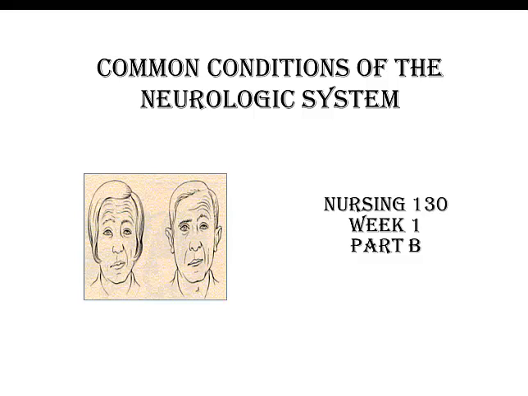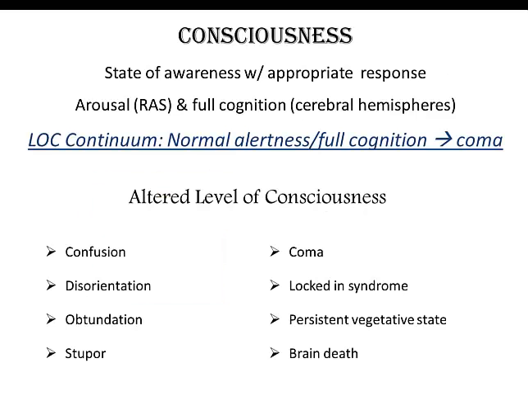Before we talk about the nursing care of the patient with altered level of consciousness, let's first describe what consciousness is. Consciousness is the condition in which the patient is aware of self and responds appropriately to stimuli. Full consciousness requires both alertness or arousal and full cognition. Arousal or alertness depends on the reticular activating system.